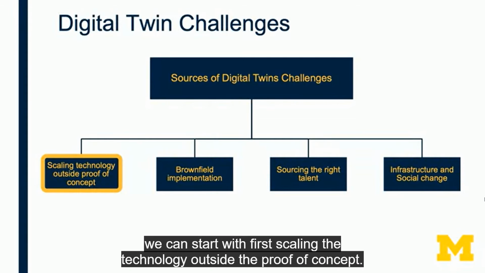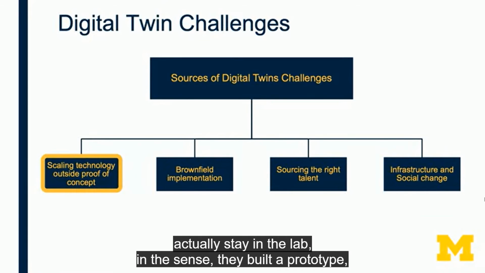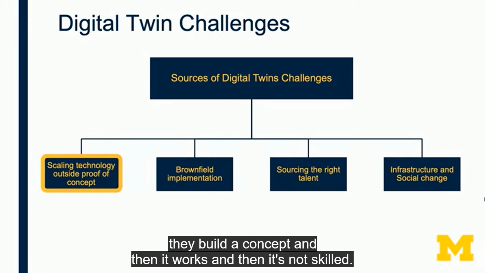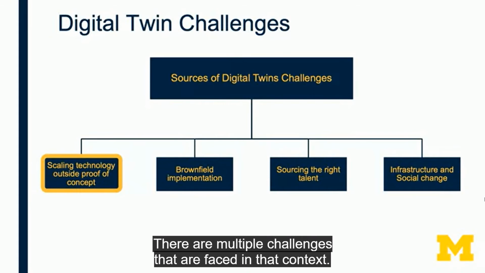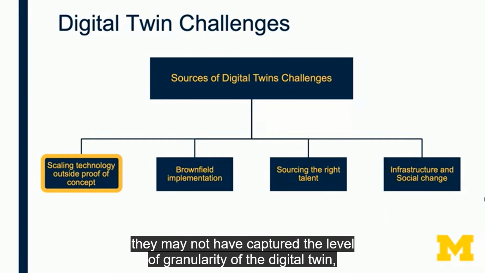scaling the technology outside the proof of concept. A lot of times with digital twin projects, it is quite possible that they stay in the lab. They build a prototype, they build a concept, and it works, but then it's not scaled. There are multiple challenges faced in that context. One, they may not have estimated the cost, or they may not have captured the level of granularity of the digital twin data needed to make the business case.